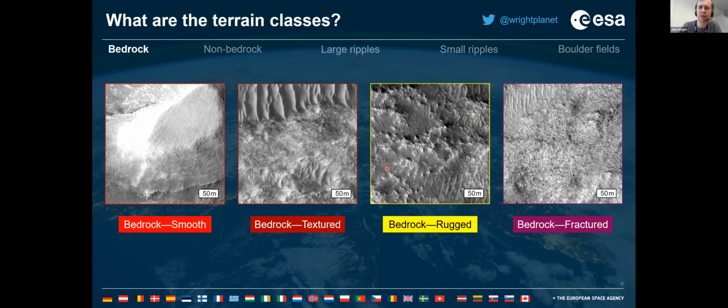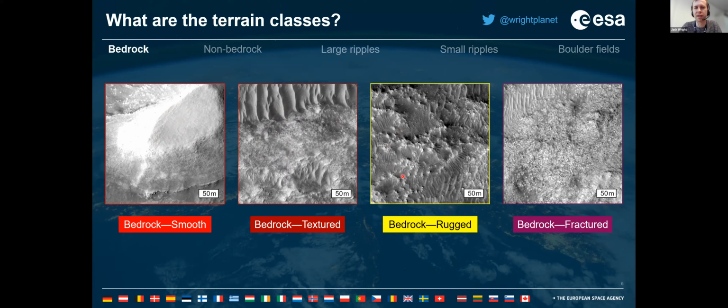So here I'm showing you the bedrock classes, and you can see smooth bedrock where bedding planes are outcropping on the surface, and they are generally quite bright and have this smooth featureless texture on the top. And then in between these fields of aeolian ripples, there is material that looks like bedrock but has a more textured appearance.